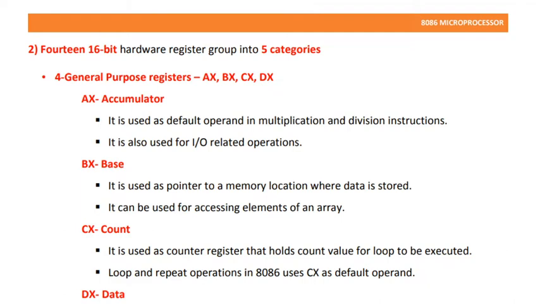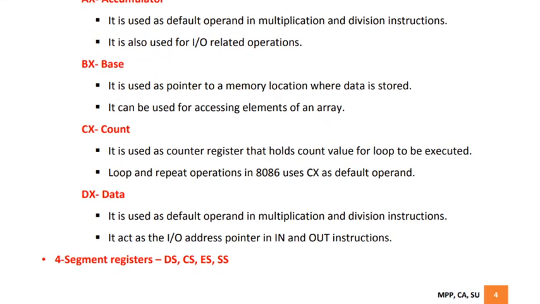CX or count register is used in order to hold count value while executing loops in a programming construct. Loop and repeat operations in 8086 use CX as the default operand. DX or data register is used as default operand in multiplication and division instructions. It also acts as the I/O address pointer in case of IN and OUT instructions.